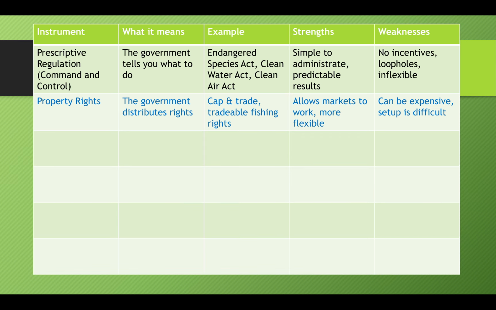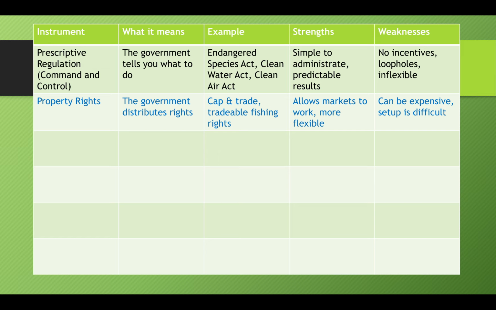Our second instrument is looking at property rights. This is where the government basically distributes property rights. Salzman uses the example from Hardin's Tragedy of the Commons, which you read, which is about dividing up the rights of a pasture for people who are grazing their animals on it so it's not overgrazed. Historically, governments have done that, but today when we talk about environmental policy, we tend to talk about property rights in terms of cap and trade programs or tradable fishing rights.